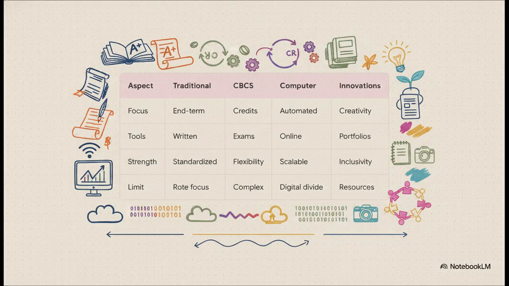So if we pull back and map this entire evolution out holistically, a clear timeline emerges. We started with a traditional model, highly standardized, sure, but heavily limited by its focus on rote memorization. Then CBCS introduced flexibility and continuous credits. After that, computer-based testing followed, bringing objectivity and scalability, though, yeah, it does carry the risk of a digital divide. And finally, today's innovations champion critical thinking, inclusivity, and real-world application. It's an incredible trajectory from the silent, stressful exam halls of the past to the interactive platforms of tomorrow.